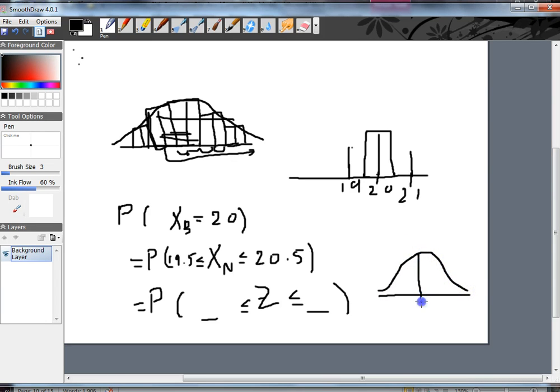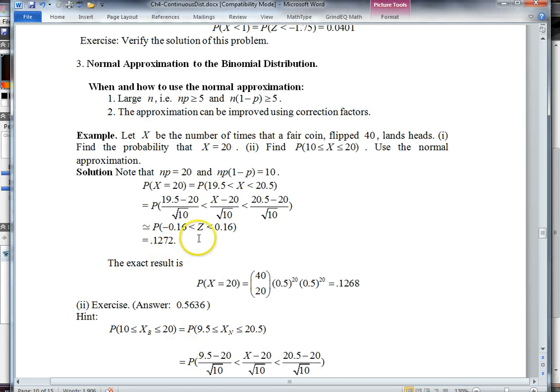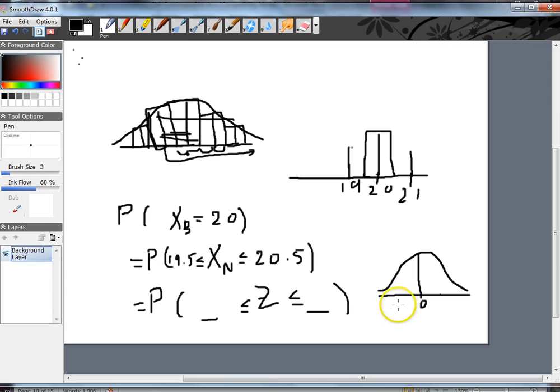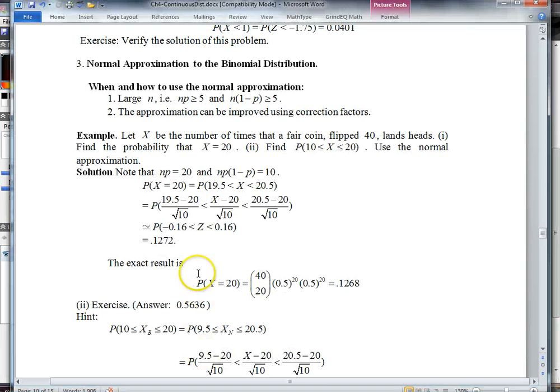So now I graph, as we said before. This is my 0, and here I have negative 0.16 and 0.16. Notice that by symmetry I just need this area and I double it. So I go to the z table, to row 1.1, sorry, 0.1, and my second decimal is 0.06. I find that value there and double it, and that gives me 0.1272.